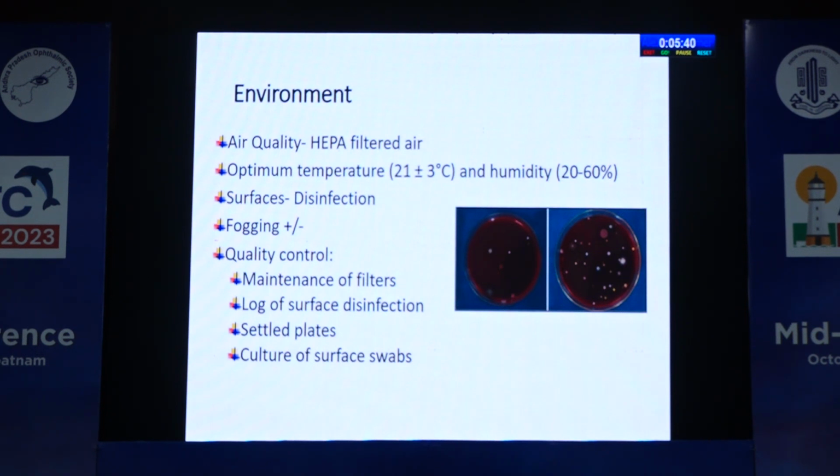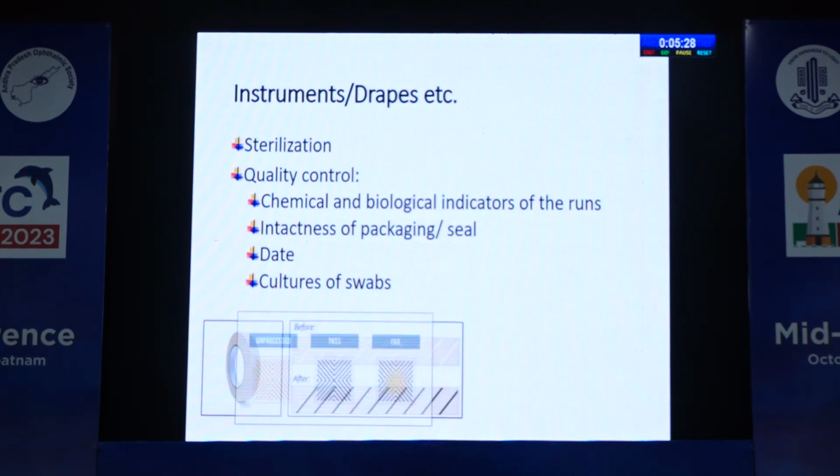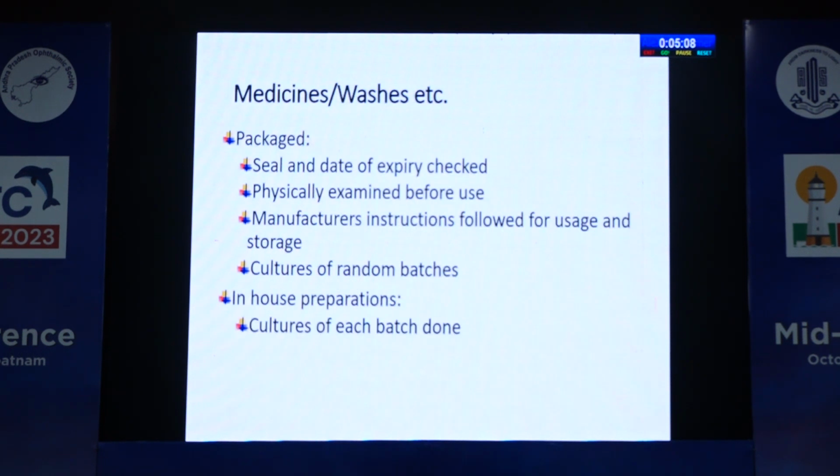Checking of the quality of air can be done by using the settle plate method and also by taking culture of the surface swabs. All instruments and drapes which are being used in the procedure should be properly sterilized, and the quality control should be maintained by using chemical or biological indicators. Also, at the time of using, intactness of packaging or seal should be checked by the user, and in certain sterilization methods like autoclave, the date of sterilization should be checked. Also, random articles can be opened and cultures of swabs can be taken.